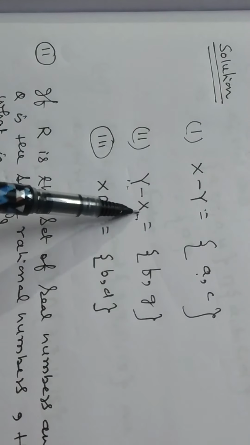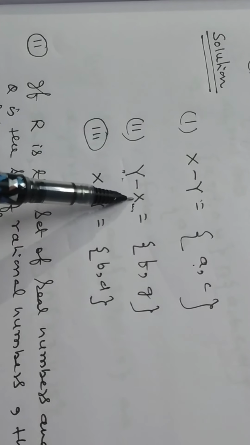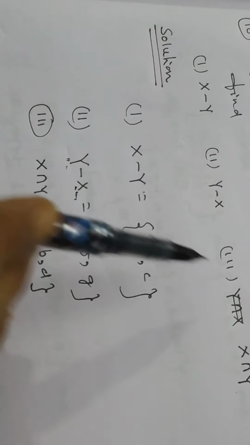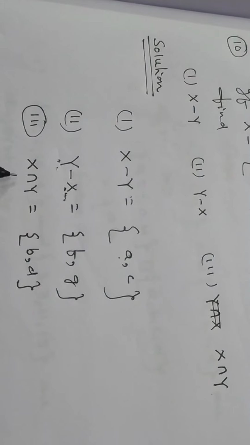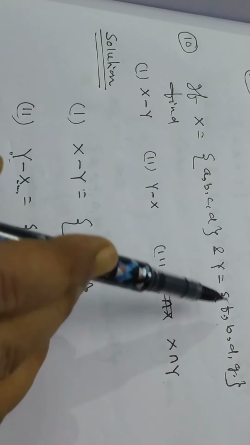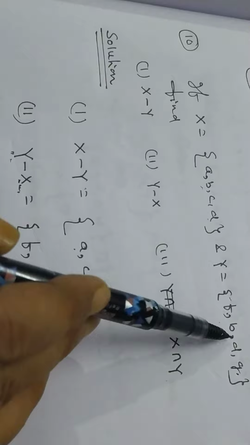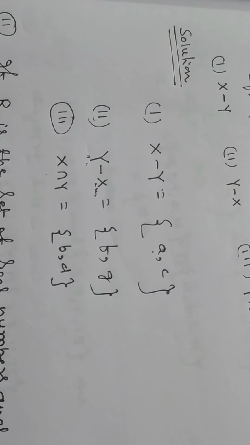x minus y, y minus x. Elements of y which are not in x. Which element of y is not in x? F, G. x intersection y: what are the elements common? B and D. So in this way we can solve problem number 10.